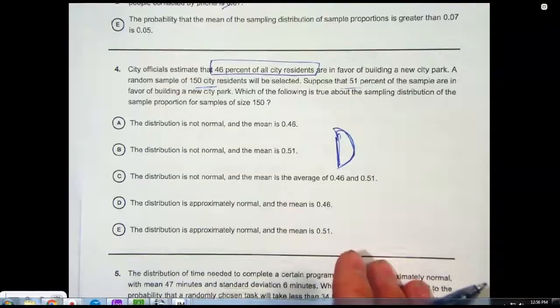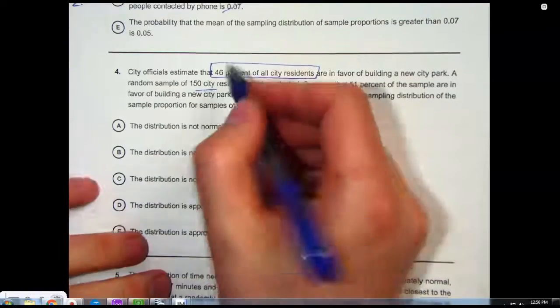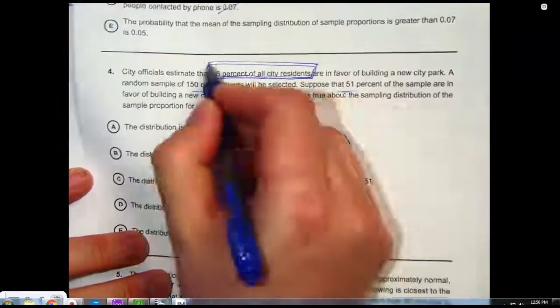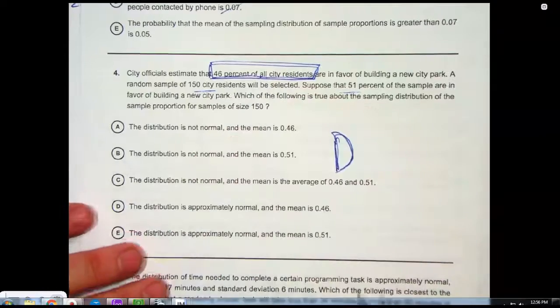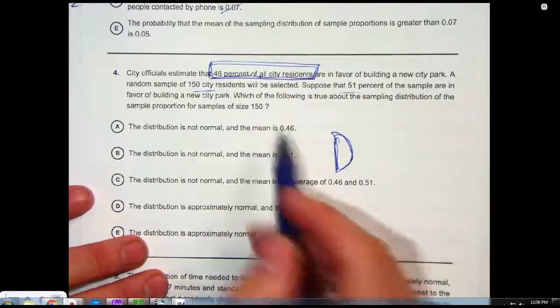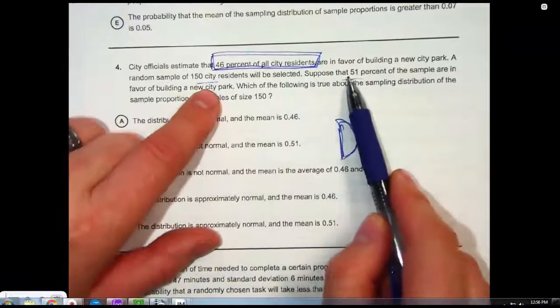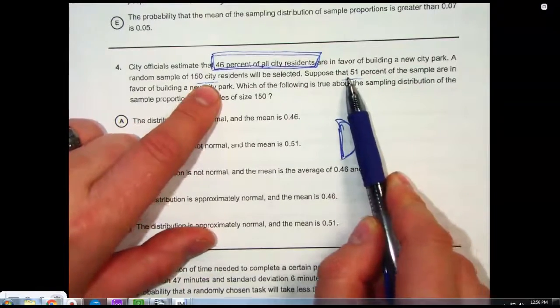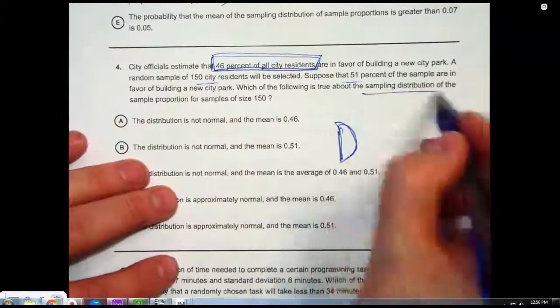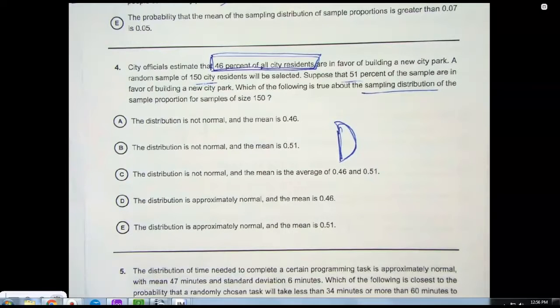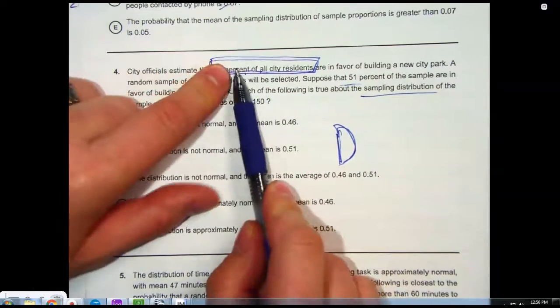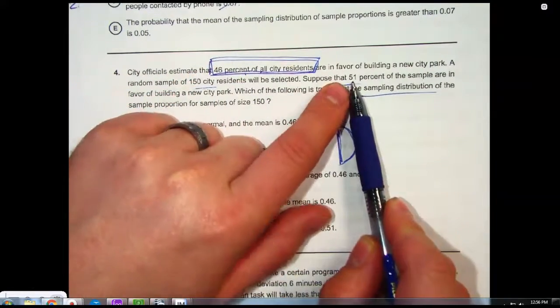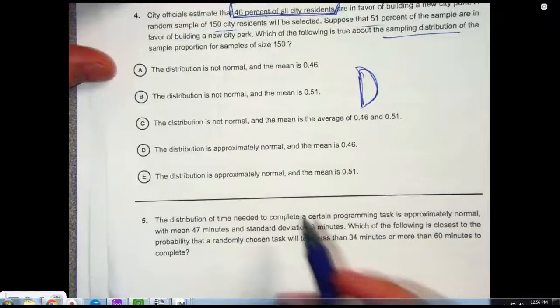4 is the same idea. 46% of all city residents, so this is your big population data. Then I take one sample of 150 and I get 51%. So if I take a sampling distribution, it's taking a bunch of samples and averaging them all together. If I take a bunch of samples and average them all together, is it more likely to equal the true answer or this one little tiny sample? And the answer is the true population value.